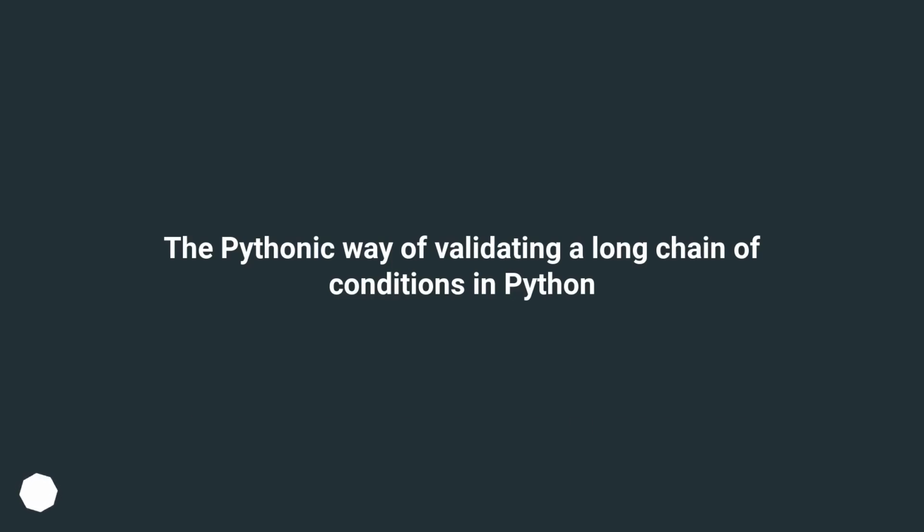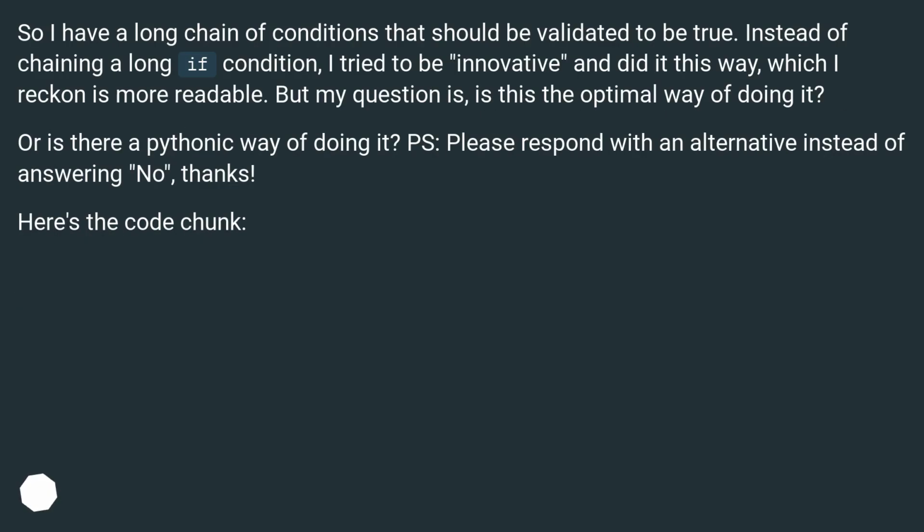The Pythonic way of validating the long chain of conditions in Python. So I have a long chain of conditions that should be validated to be true. Instead of chaining a long if condition, I tried to be innovative and did it this way, which I reckon is more readable. But my question is: is this the optimal way of doing it? Or is there a Pythonic way of doing it?